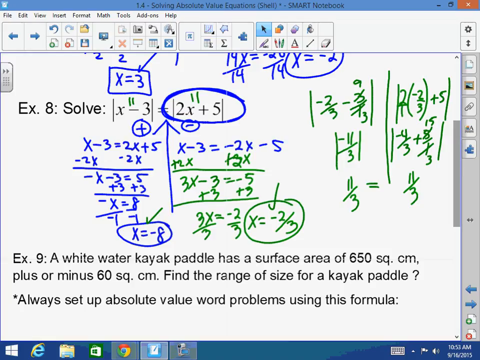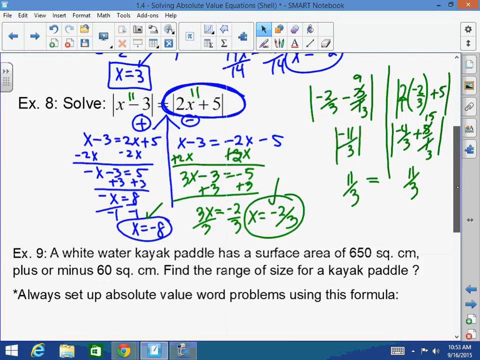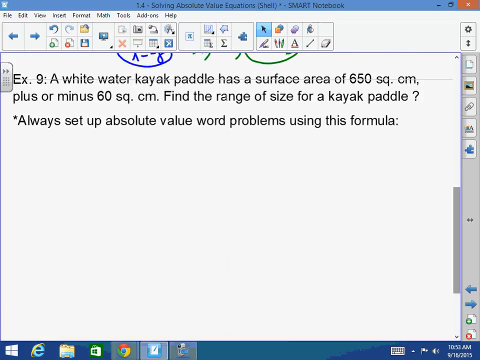Promise? Okay. Now I'm going to get to the hardest part for most students, but I pray that I do a good job today and make this easy for you. A whitewater kayak paddle has a surface area of 650 square centimeters, plus or minus 60 square centimeters. Find the range of size for a kayak paddle. Whenever they give you these range problems, it's an absolute value equation. This is what businesses do to try to find the margin of error.